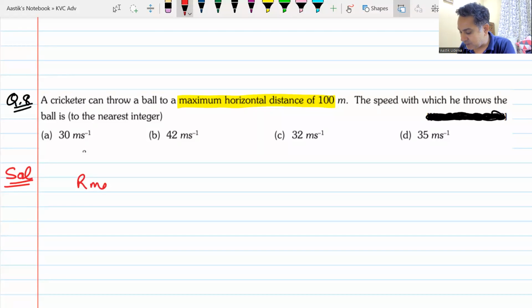And remember the formula for maximum range. It is U square by G. Do we all understand this? Yes or no?